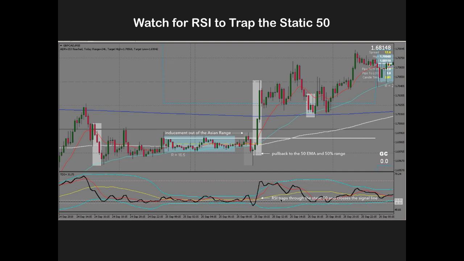So the RSI traps through the static 50 and crosses the signal line. You can see here it crosses the signal line up here, and this shift candle would be your entry. Right there, that shift candle, you can even take it on the pullback. There's a little bit of pullback entry here that you can take, and that's a very nice trade up there. Each of these lines is 25 pips, so this was a little bit more than a 50 pip trade, maybe a 60 pip trade.